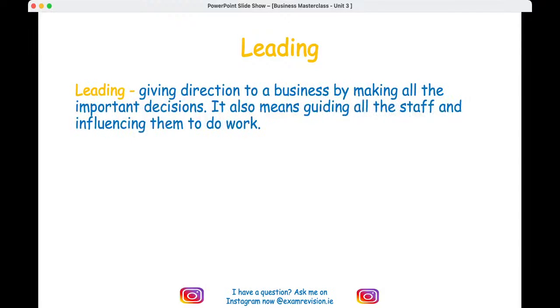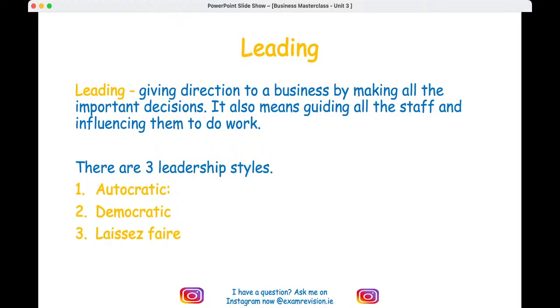Well, there's different types of leaders. There's 3 different types of leadership style. We've got autocratic, democratic, and laissez-faire. Really common. I think these could possibly come up on the exam. And if you're asked to explain, evaluate, illustrate or outline different types of leadership styles, you need to know them.